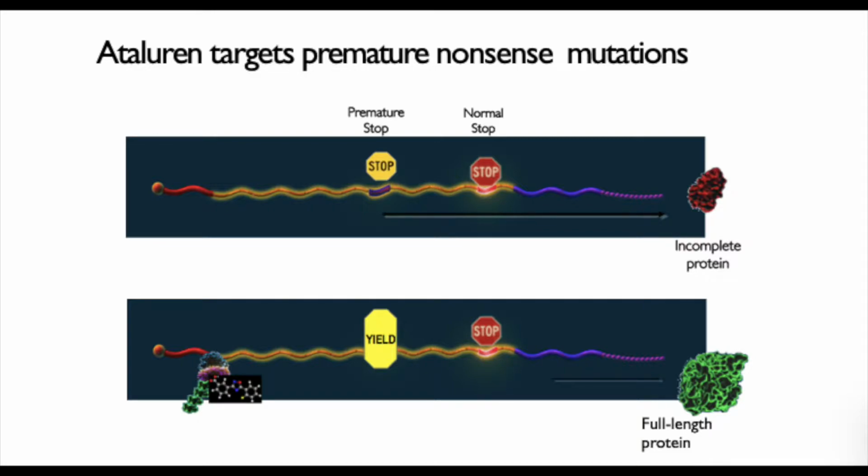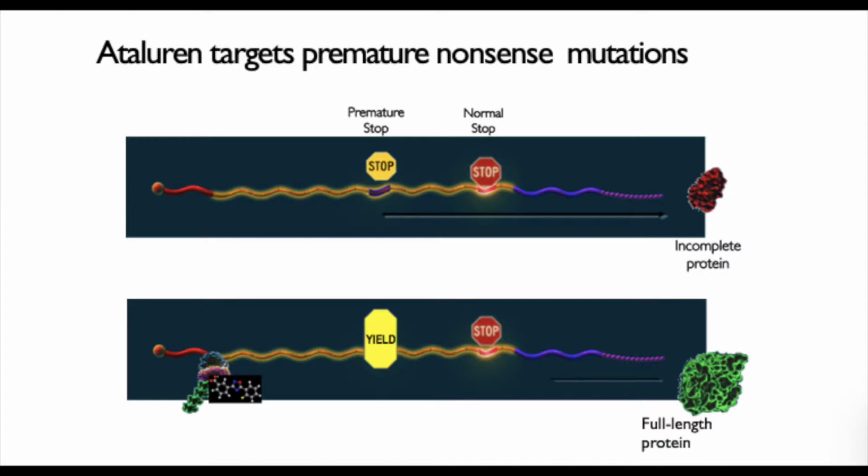So the message here is in this first slide again, on the top you can see that there is a stop message to the cell, and then it does not allow the full protein to be made, and so that's why there is an incomplete protein that is being removed by the body. And then in the case of Adalorant, Translarna, the drug is specifically targeted to bind to the way that the body reads through our genetic code.